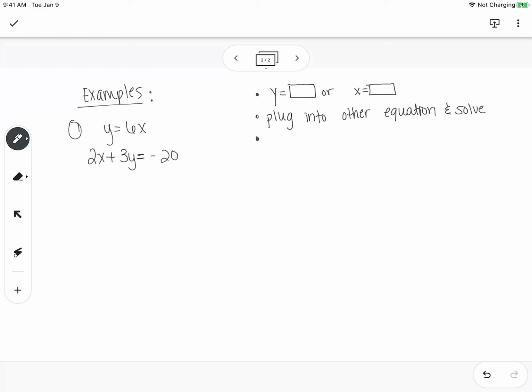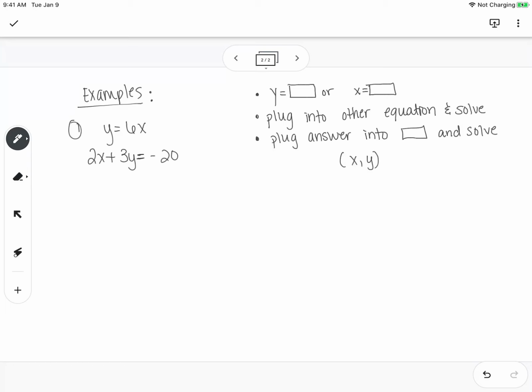Once you have plugged into the other equation and solved it, you'll plug your answer in to the boxed equation. And then you'll solve it. And then you'll have an answer that you write as an ordered pair.